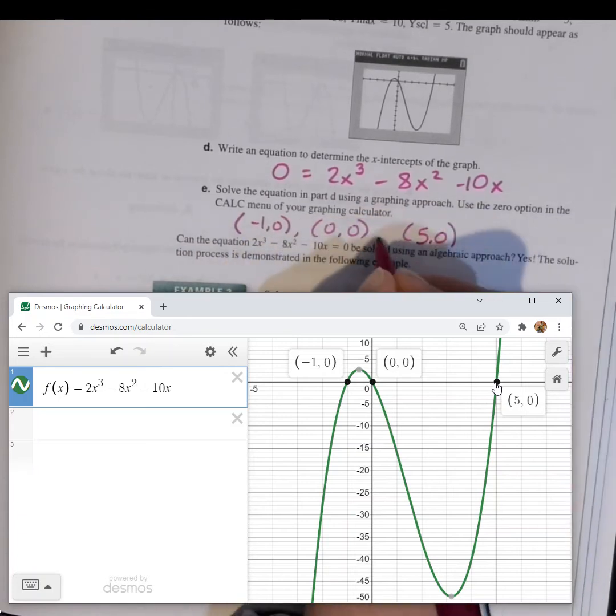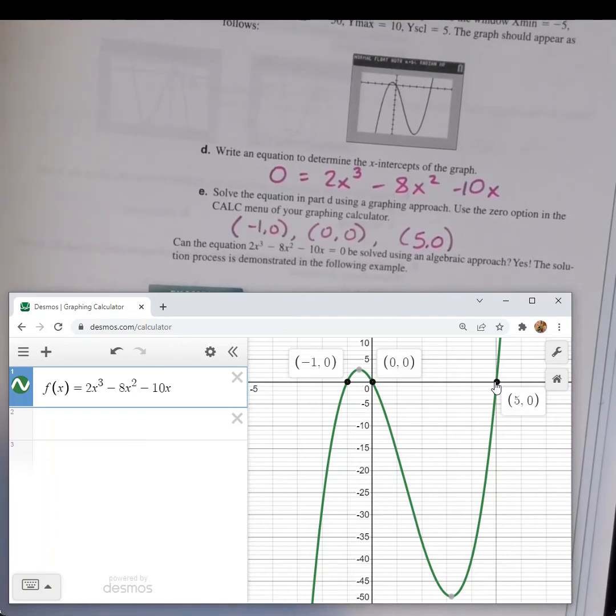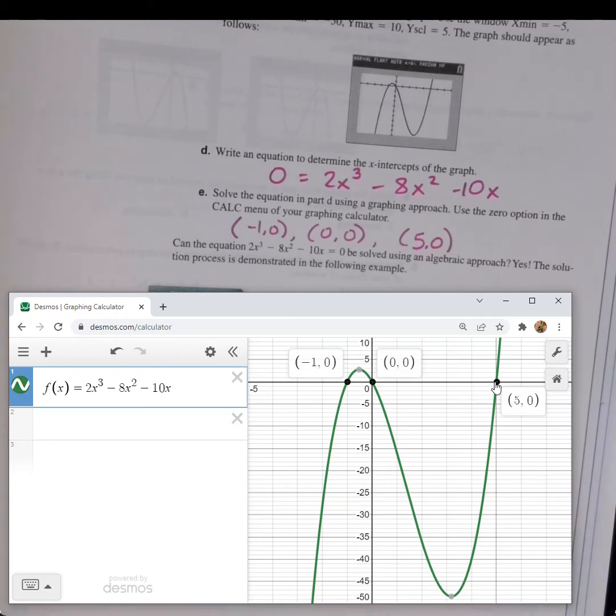So there are 3 of them. When we had a quadratic function, we had the option of having 2. Sometimes they only had 1. Sometimes they had 0. So our quadratics could have up to 2 x-intercepts. Our cubic functions can have up to 3. They could have 1, they could have 2, they could have 3, depending on their shape. They can have up to 3 x-intercepts. This one has 3.